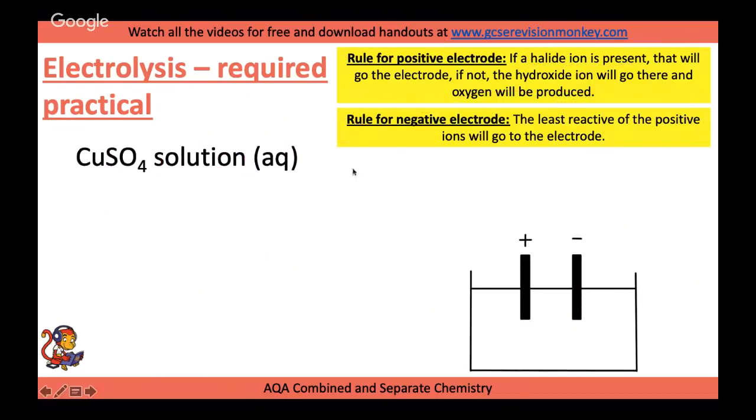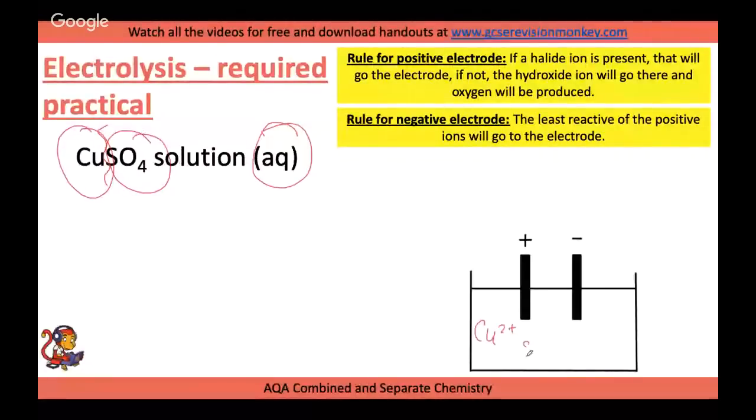The next example is again a solution. Let's look carefully. It's aqueous. That means it's dissolved in water. So let's split again. The first thing is positive, copper. The second thing is negative, sulfate. And then we've got the water ions in there as well, hydrogen and hydroxide.